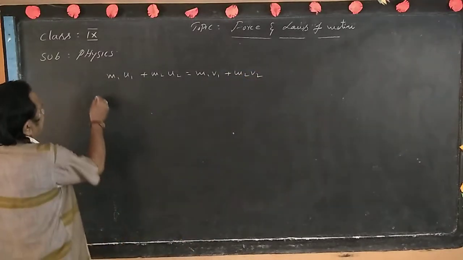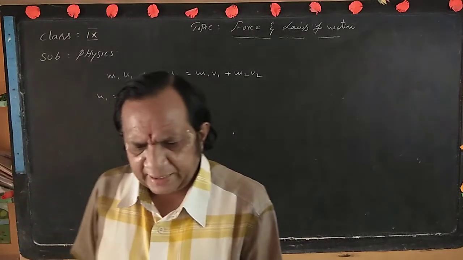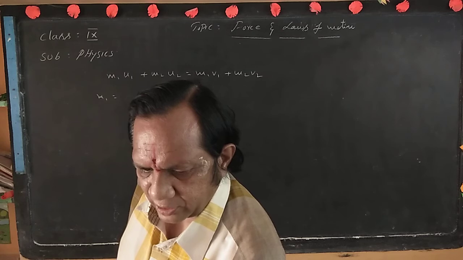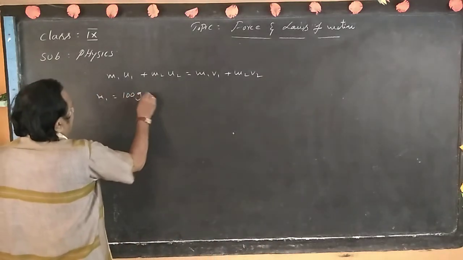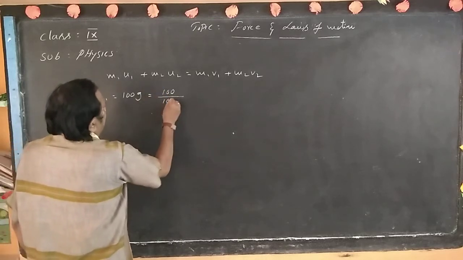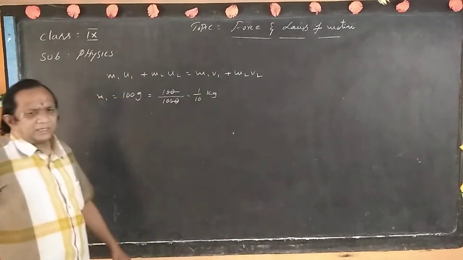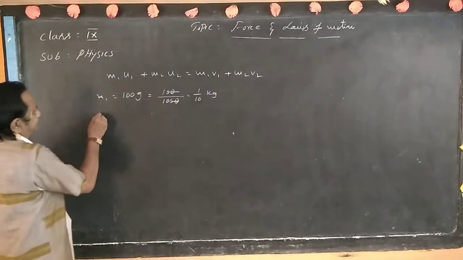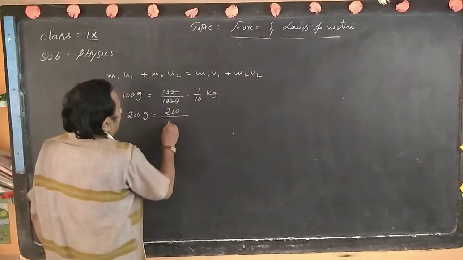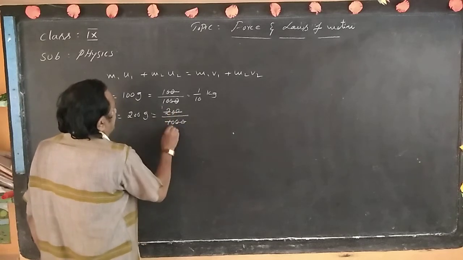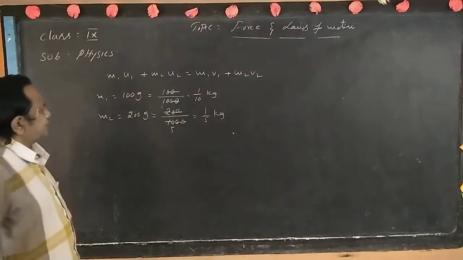In this, m1 is given as 100 grams. To convert 100 grams into kilograms, 100 by 1000, the two zeros get cancelled, so m1 is 1 by 10 kilogram, or 0.1. It is better to keep the fraction. m2 is 200 grams, that is 200 by 1000, which is 1 by 5 kilogram.